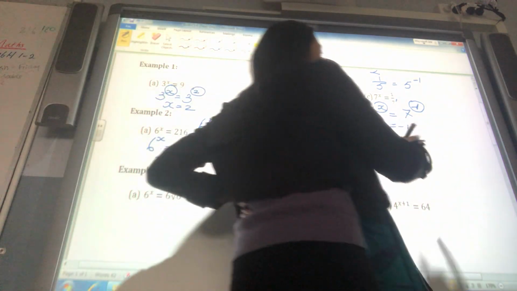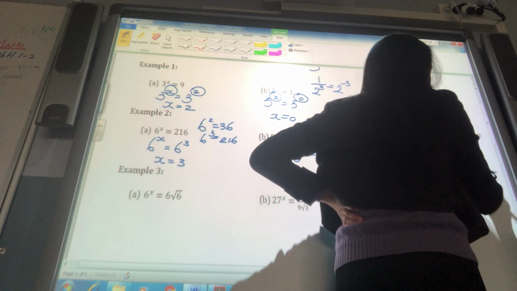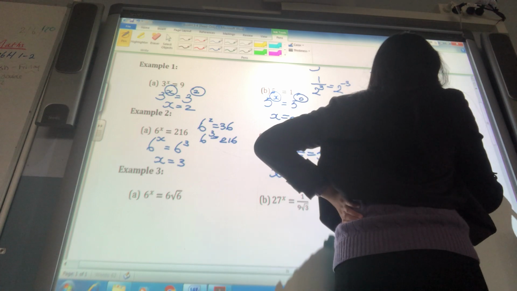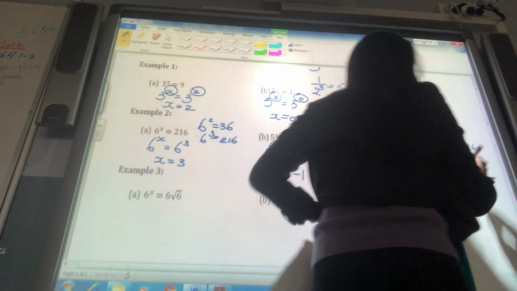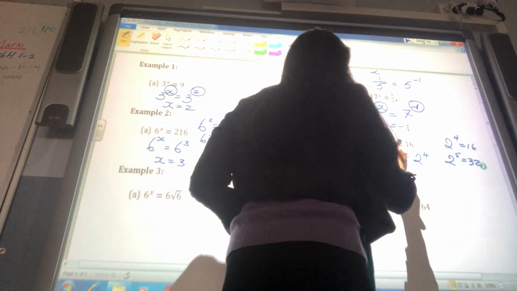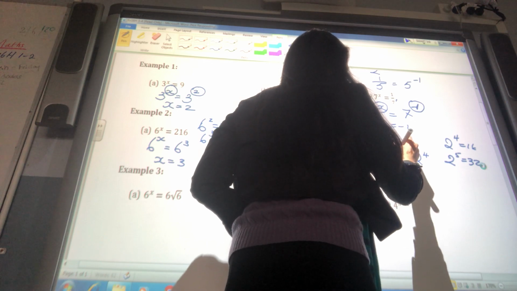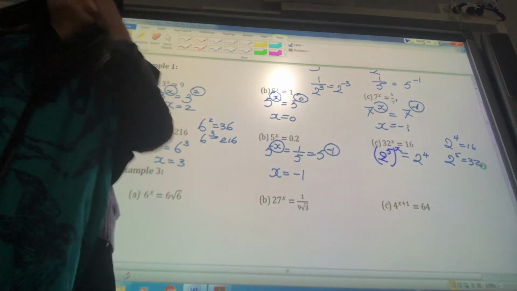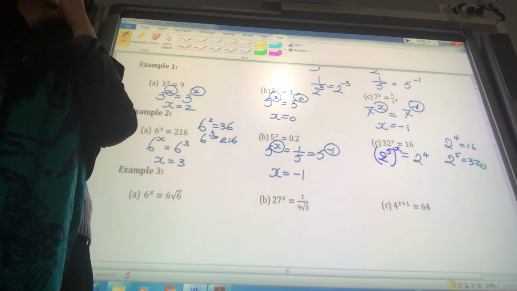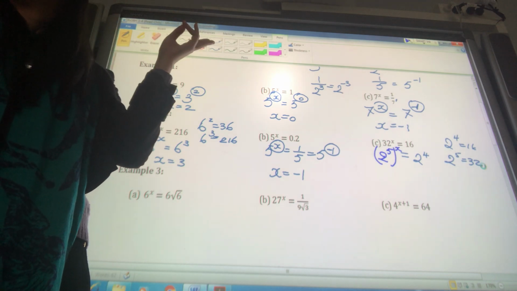So we have 2 to the power of 4 is 16. If we just go one further, 2 to the power of 5, this will actually give you 32. So you can actually rewrite 32 as 2 to the power of 5, and you have x outside of it. Does that make sense? I'm just changing the numbers into indices.